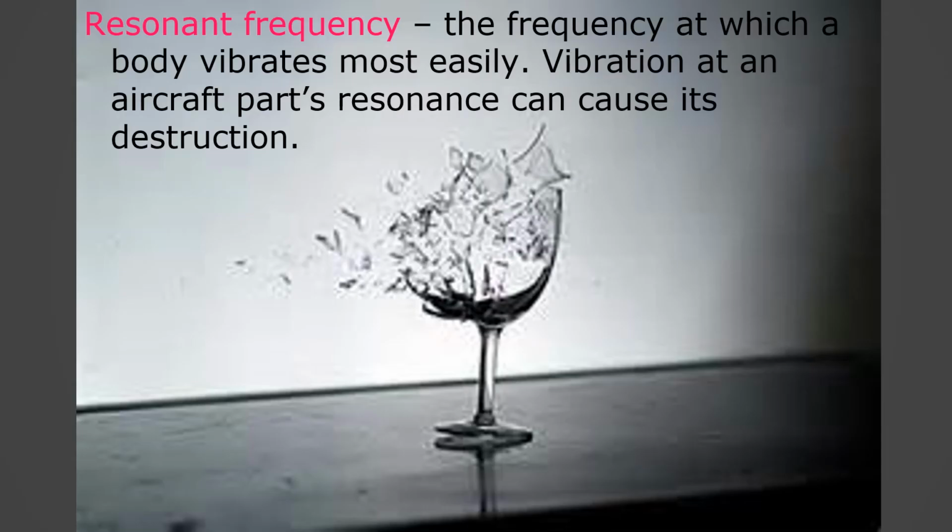The resonant frequency is the frequency at which a body vibrates most easily. Vibration at an aircraft part's resonance can cause its destruction. Aircraft design engineers must be aware of the resonant frequencies of the various components and systems to avoid conditions that cause them to vibrate at resonance. Oftentimes, aircraft are not allowed to be operated continuously within certain power ranges to avoid resonance vibrations.